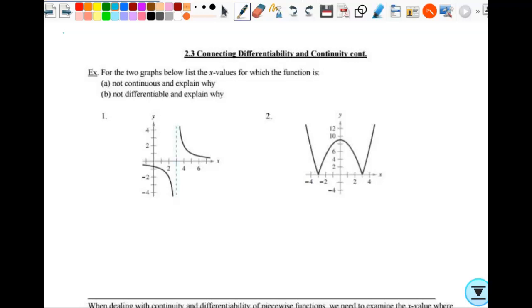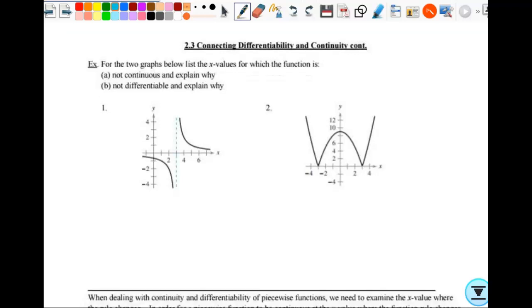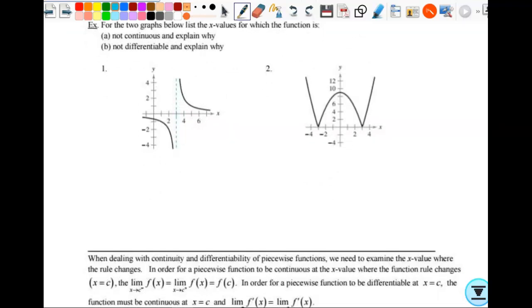So for the two graphs below, list the x values for which function is not continuous and explain why it's not continuous, and then not differentiable and explain why. All right, so let's do number 1. So A says where it's not continuous. Where is this function not continuous? X equals 3. So I'm going to say not continuous at x equals 3 because of what? Vertical asymptote. Okay, we agree with that?